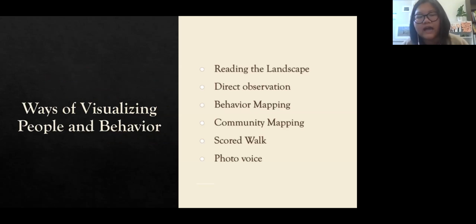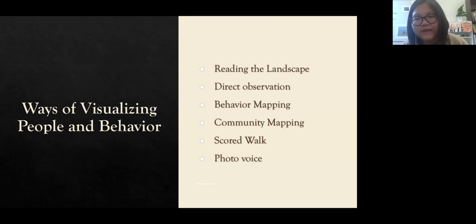Today I'm going to introduce six different visualizing methods. Some of them you probably are familiar with, and some of them probably not so much. If you're not familiar with them, I encourage you to start adopting them and see whether it helps you think about the design process better.